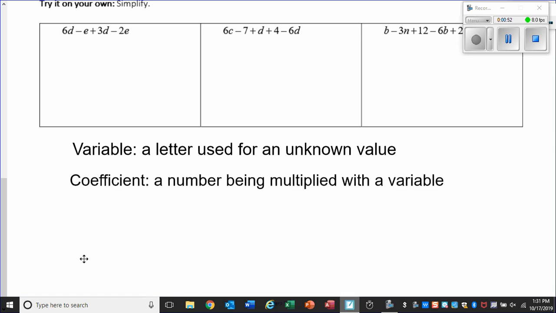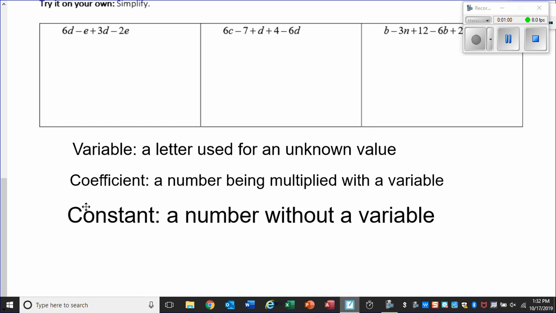A coefficient is a number being multiplied with a variable. Okay? A constant is a number without a variable. So it's just a single number by itself. That is called a constant, and there's no variable there.